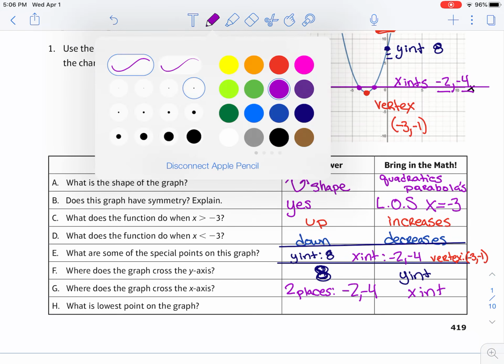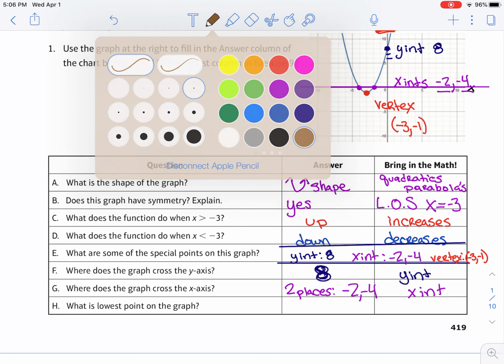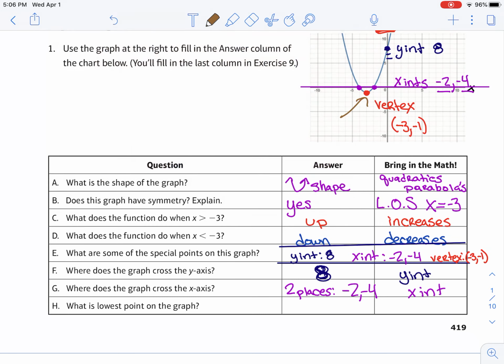What is the lowest point on the graph? So we've learned in the past that that's called a minimum. And my minimum is also now known as my vertex, which is that -3, -1. It's that thing at the very bottom of the U. It's the only point that doesn't mirror.